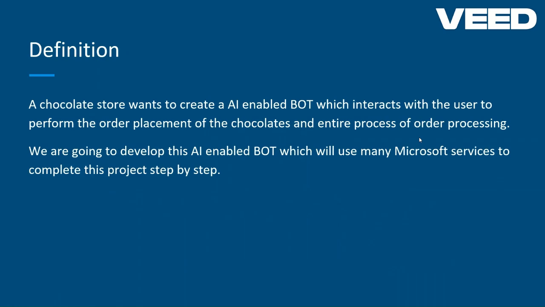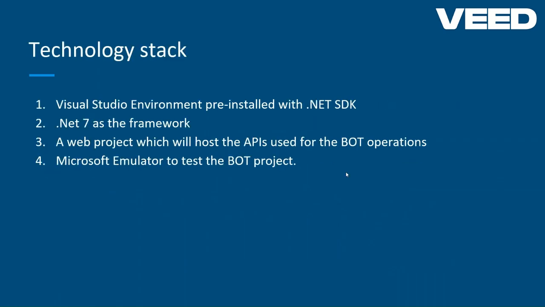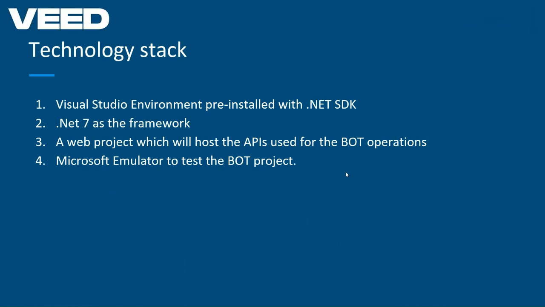As a starting point, we are going to develop this AI-enabled bot with very basic steps, where we are just going to create a sample project using the Bot Framework provided by Microsoft. The technology stack that we are going to use is the Visual Studio 2022 environment pre-installed with the .NET SDK. We are going to use .NET 7 here. A web project would be created where we will be creating a simple API for the bot operations, and the Microsoft Emulator to test the bot project. So this is the technology stack.